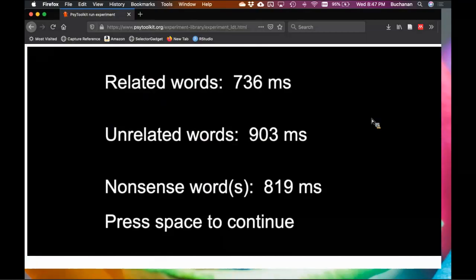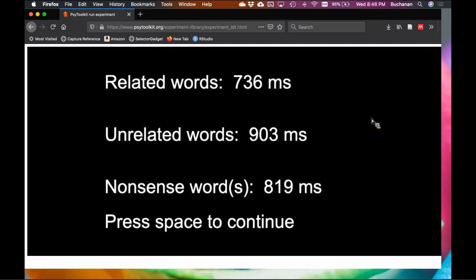So let's look at my results. Okay. This time it actually worked out okay. For related words, I was faster than unrelated words. That was what you would expect if they were priming. You should see speeded response latencies because the words are related to each other. And then generally what you see is nonsense words are the slowest of them all.